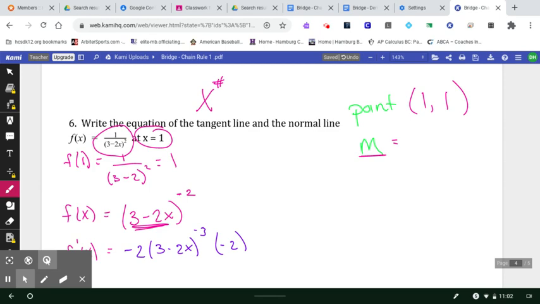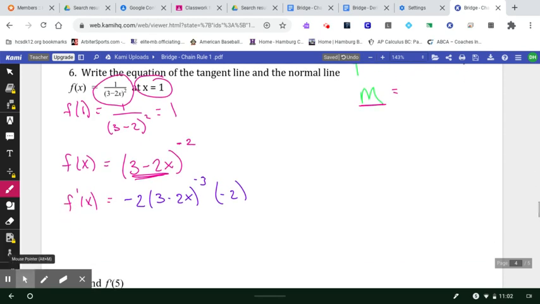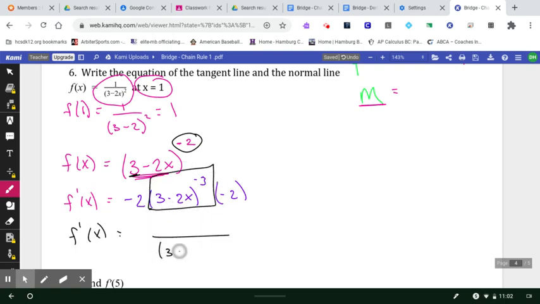All right, what do you think of my derivative here? I brought my -2 down, and then I subtracted 1, and the derivative of the inside 3 was a constant, so that disappeared, and -2x is linear, so times -2. And again, I'm going to rewrite it. This has a negative exponent, so that's going to the denominator. 3 minus 2x to the third. -2 times -2 is 4.